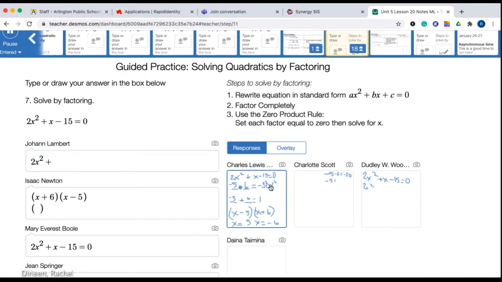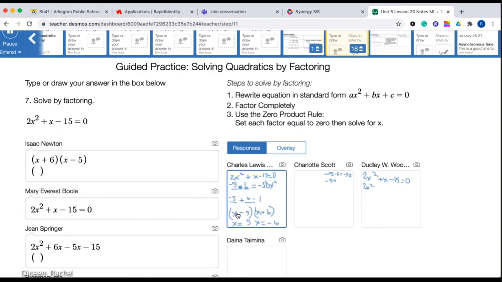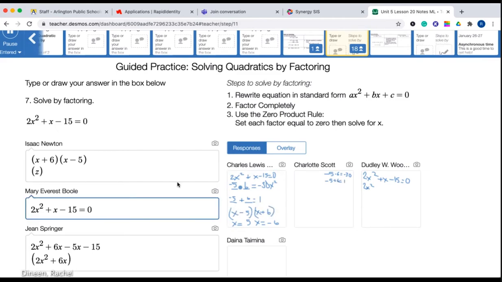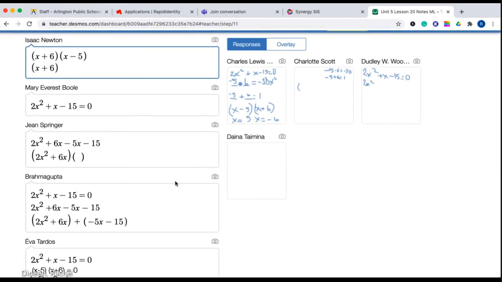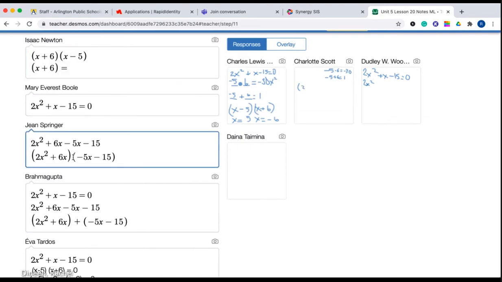Okay, Charles Lewis, you need to split the middle term. You either need to have a 2x somewhere. That's not correct, Charles Lewis. You need to do factor by grouping. Gene Springer, make sure you put a plus sign in between your two expressions.